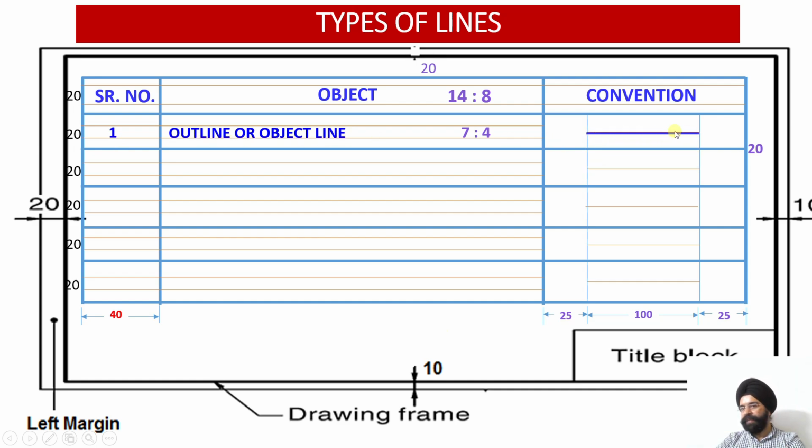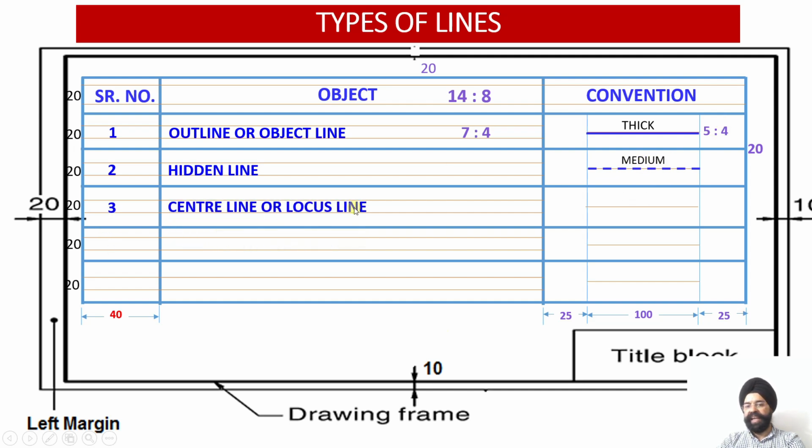This is a dark line. Thin or thick, I will write 5:4 because total depth is 10. So I leave 2.5 from the top and 2.5 from the bottom. So 5:4 I'll write this thick. Then the second line, serial number 2, it's a hidden line. Once again 7:4. This is a medium line. So I'll write medium again in 5:4.